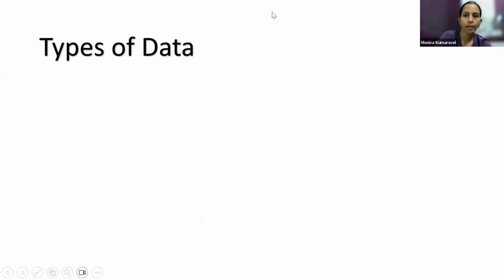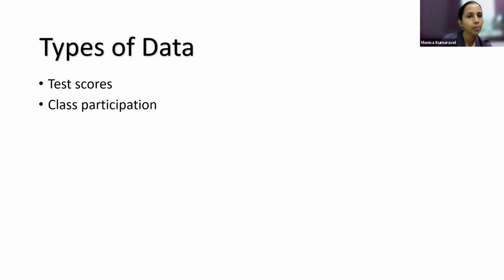Then what are the types of data that we use? For example, test scores. Test scores are very vital data: formative test scores, diagnostic, or even summative. Then based upon class participation, we check how much they are participating in the class. And most of the higher classes give internals for class participation also.